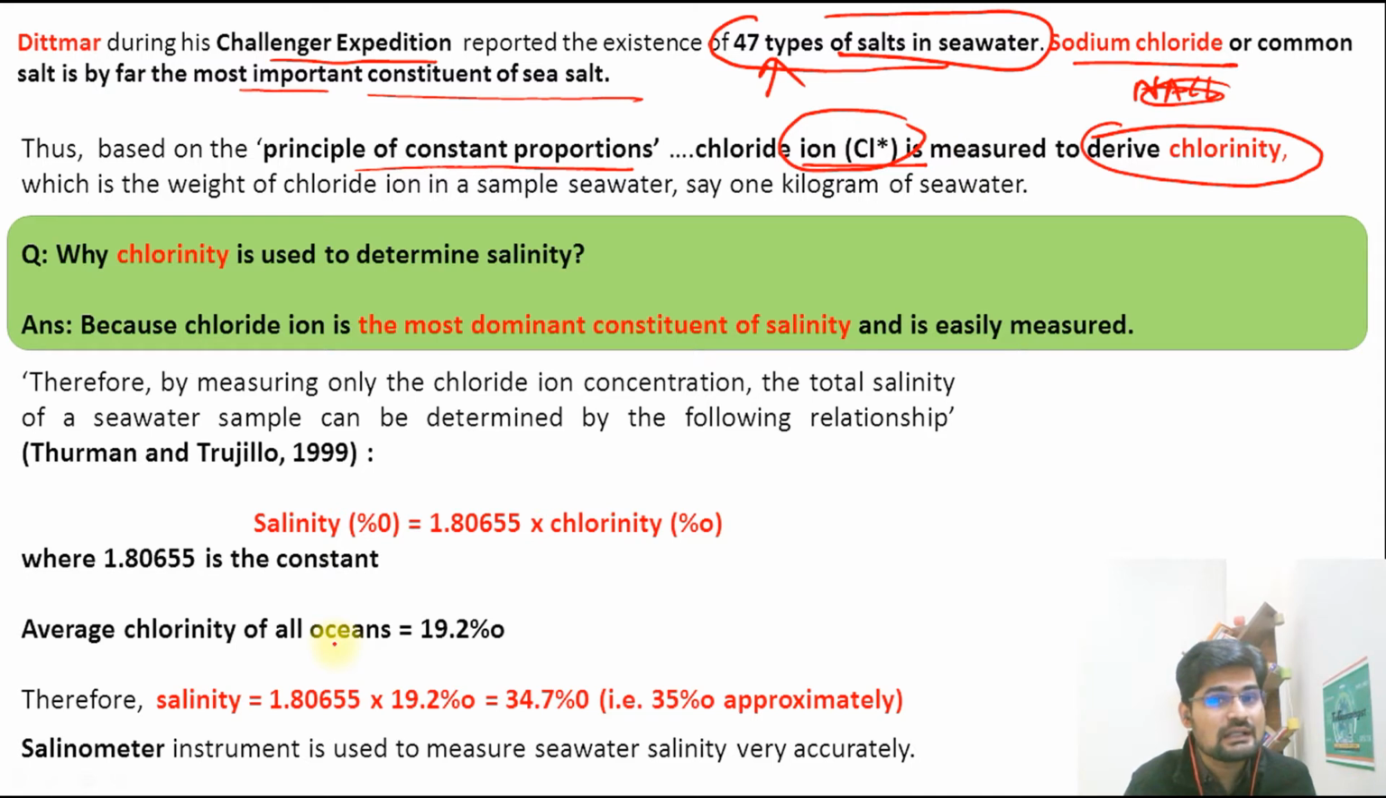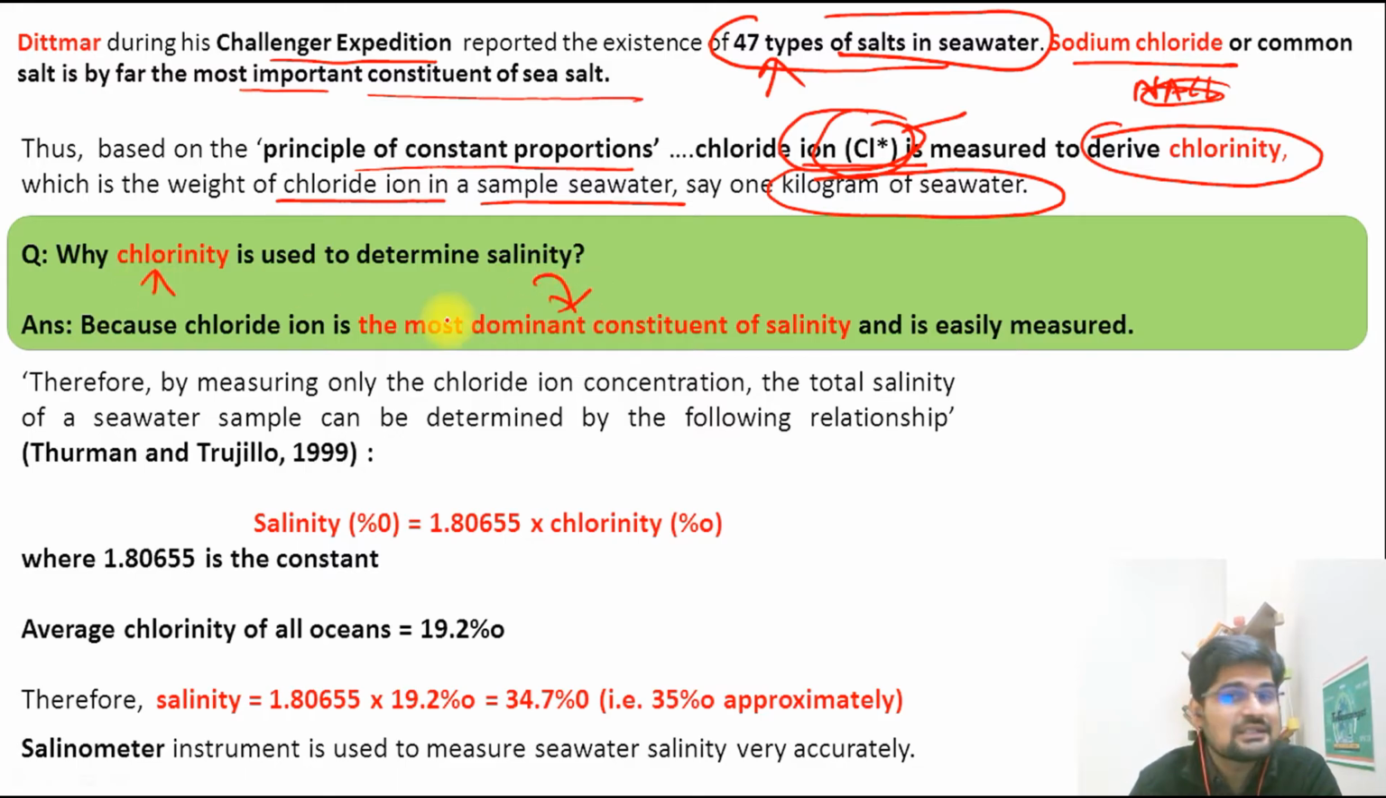And remember, what is chlorinity? It is basically the weight of chloride ion in sample seawater, that is, in 1 kilogram of seawater, how much is the chlorine. That is what was observed. So why this chlorinity? Because it was the most dominant constituent of salinity. That is the main reason.